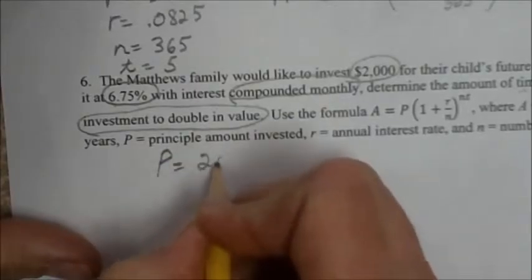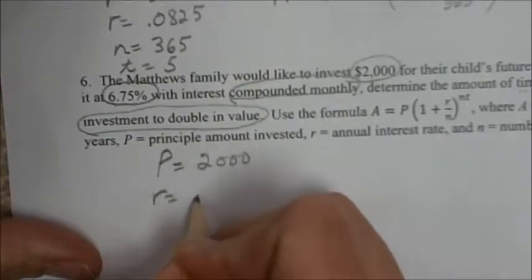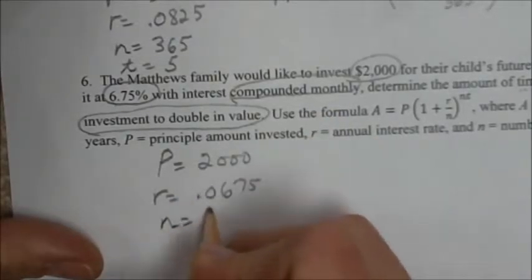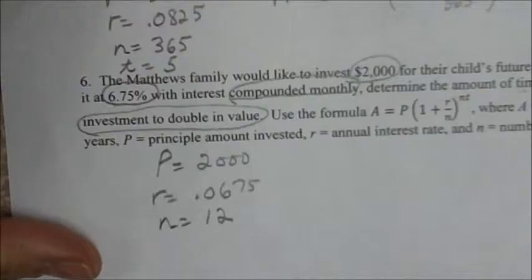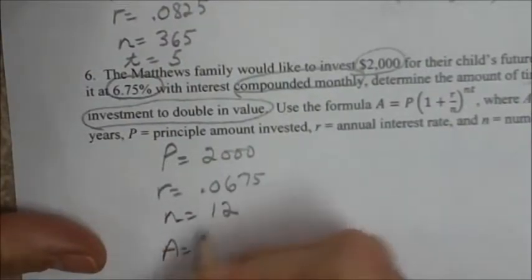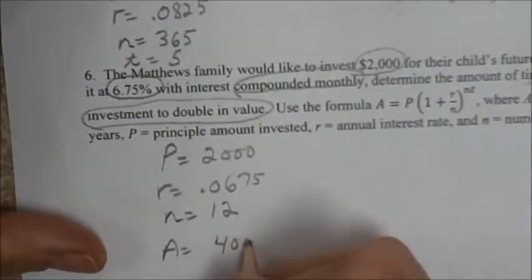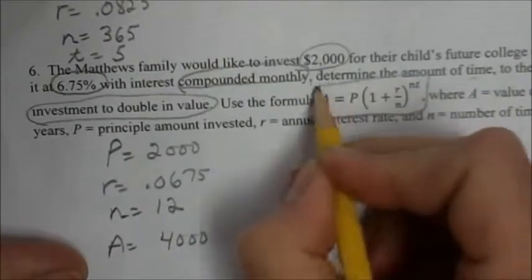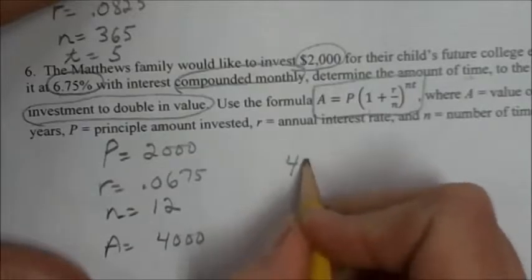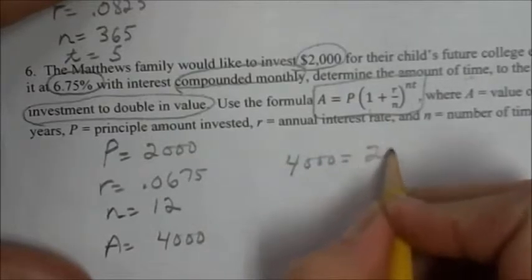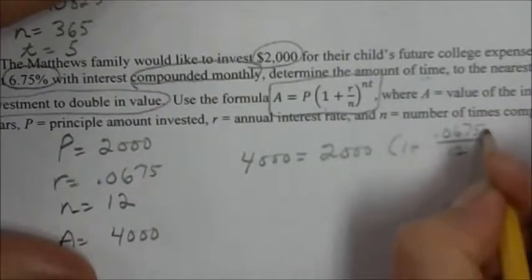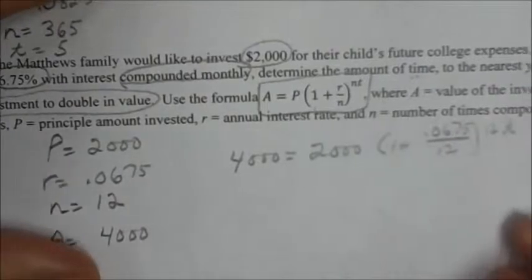And if the investment doubles in value, then the amount is double the original. The original is $2,000. The interest rate is 0.0675. Compounded monthly, the n value is 12 because it's 12 times a year. And the amount they're going to have is double the original, which is $4,000. You're going to use this formula that you'll have memorized for the test, which is 4,000 is equal to 2,000 times 1 plus 0.0675 over n, which is 12, to the 12t.